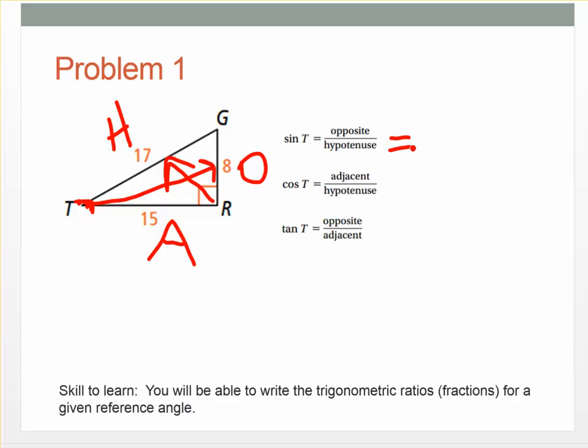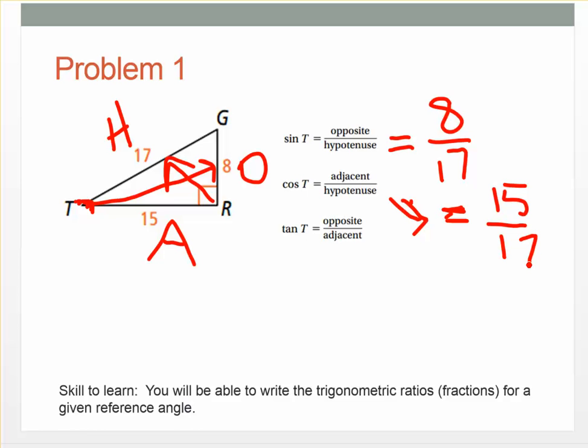The sine of T is the fancy name for the fraction that is the opposite divided by the hypotenuse. The opposite is 8 and the hypotenuse is 17, so the sine of angle T is 8 over 17. Now the cosine of angle T is the adjacent side divided by the hypotenuse. That's going to be 15 over 17.